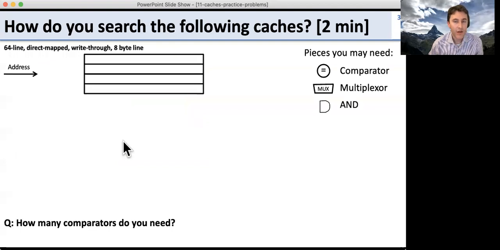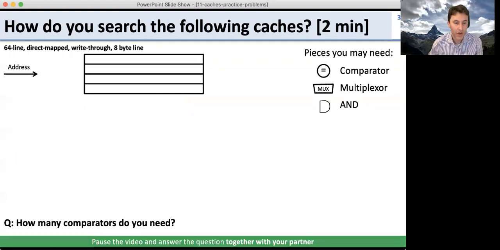Okay, now let's talk about how we search caches. So we have a 64-line direct mapped write-through 8-byte line cache. We drew the picture of it before. So go ahead and draw how you search this cache and how many comparators you need to do so. So go ahead, pause the video, and answer the question together with your partner.